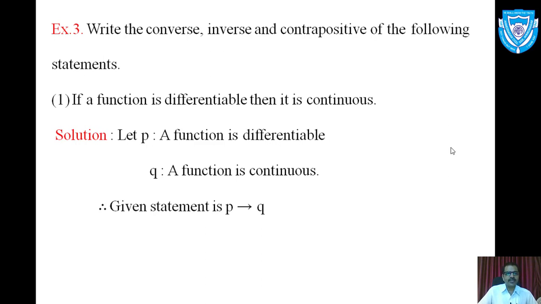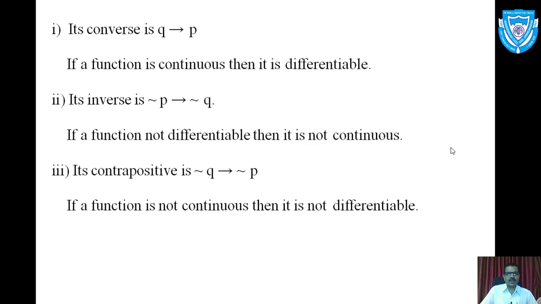In this implicational statement, the first simple statement is 'a function is differentiable'. Let us denote it by the symbol P. The second simple statement, 'it is continuous', is denoted by the symbol Q. So the symbolic form of the given implicational statement becomes P implies Q. Now from the symbolic form, it becomes easy to obtain the converse, inverse and contrapositive. Later we can convert them again into theoretical form.